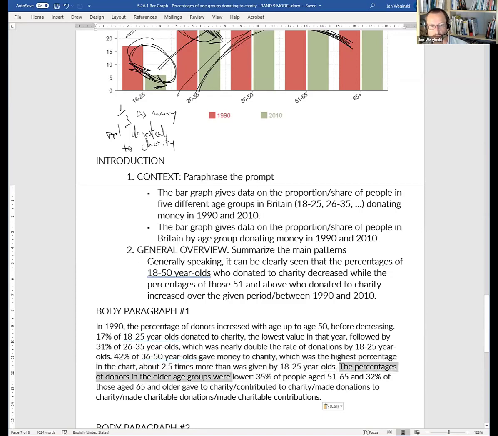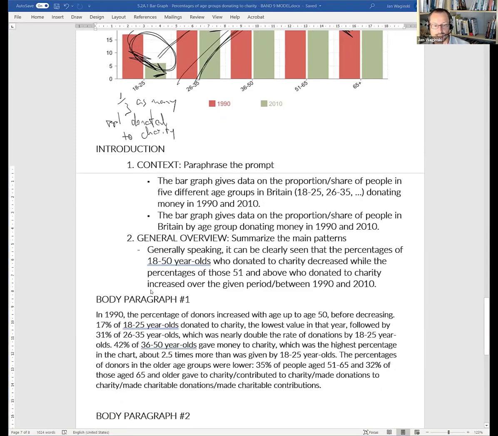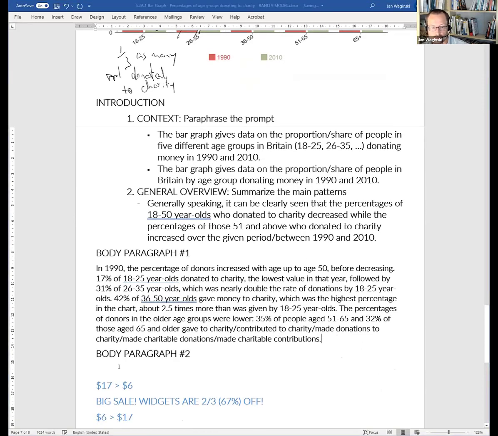The percentages of donors in the older age groups were lower. 35% of people aged 51 to 65 and 32% of those aged 65 and older gave to charity. And here are some synonyms, okay? Contributed to charity, made donations to charity, made charitable donations, made charitable contributions. So those are all synonyms for donated to charity or gave to charity. And by the way, this example that I'm giving you is a little bit excessive. It's more than you need. It's a bit too long. It's around 300 words. So you're not going to do this, but you're going to get a good idea of how to do this.